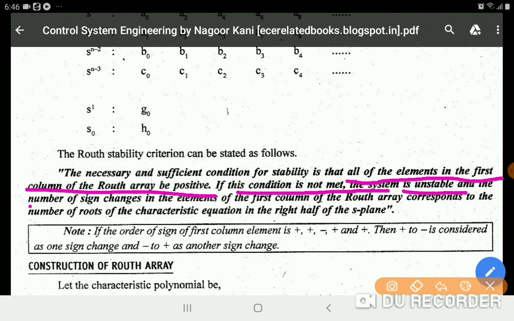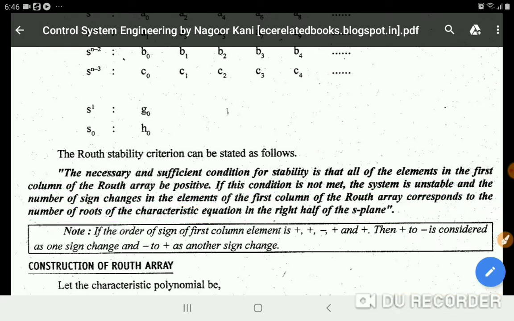And the number of sign changes in the elements of the first column of the Routh array corresponds to the number of roots of the characteristic equation in the right half of the S-plane.